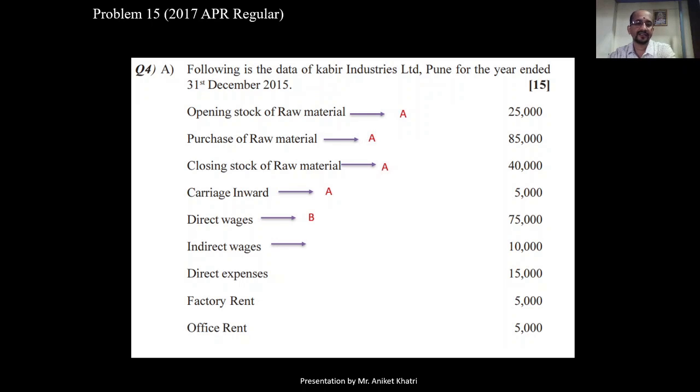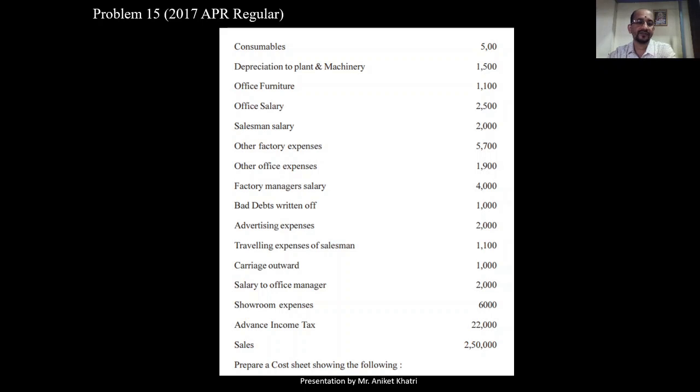Indirect wages. I am purposely taking a pause so that you can utter the word in your mind and check the result when I utter the classification name. Okay, so indirect wages E. Direct expenses C. Factory rent E. Office rent G. Next page, so the second page of the problem.